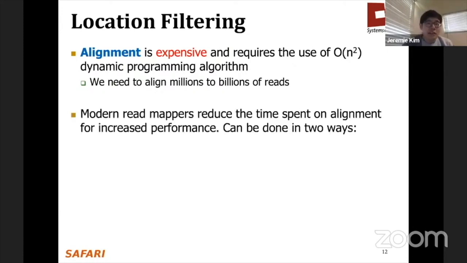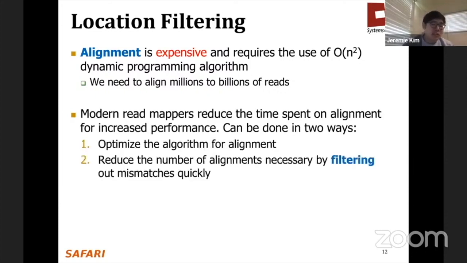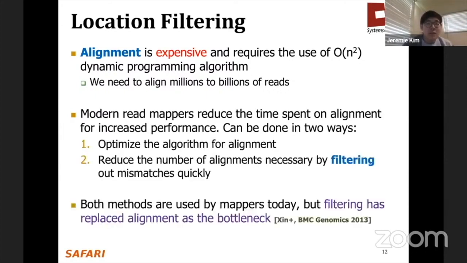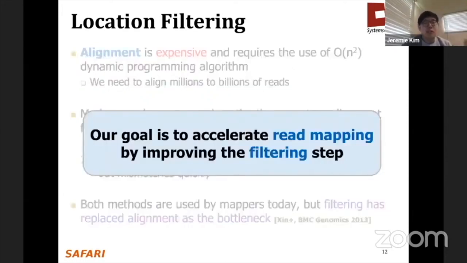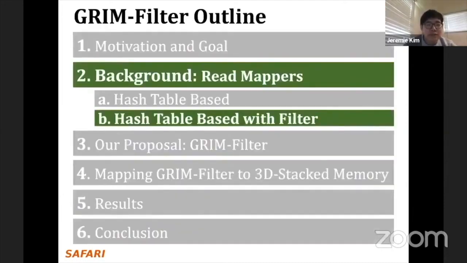Modern read mappers reduce the time spent on alignment for increased performance, and this can be done in 2 ways: by further optimizing the alignment algorithm, which many prior works have tried, or by reducing the number of alignments necessary by filtering out mismatches quickly. Both of these methods are used by mappers today, but now filtering has replaced alignment as the bottleneck. So our goal is to improve the filtering step in read mappers.